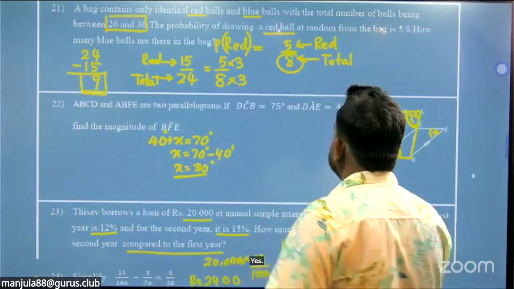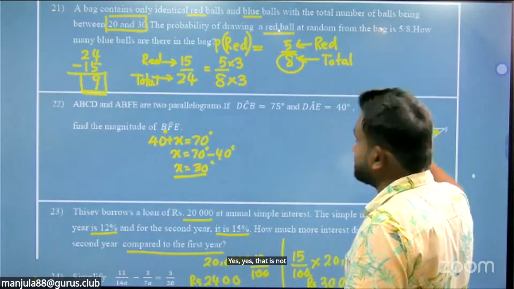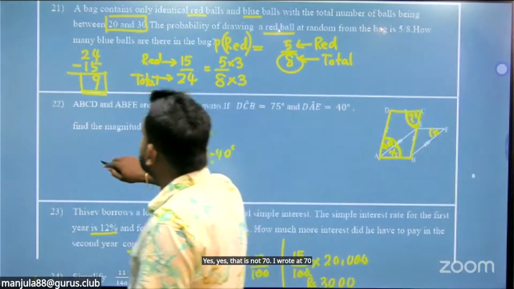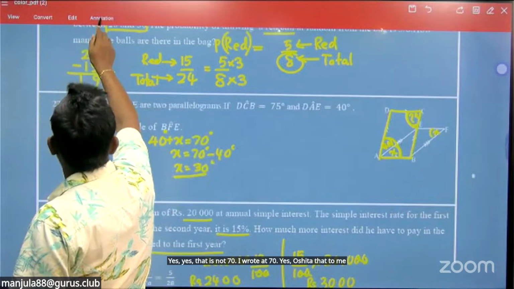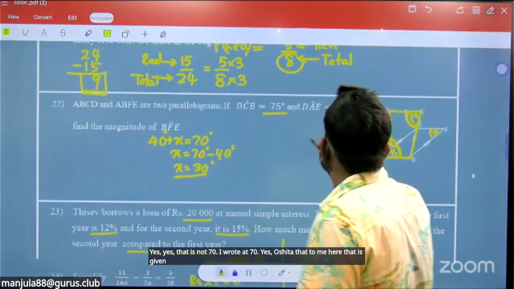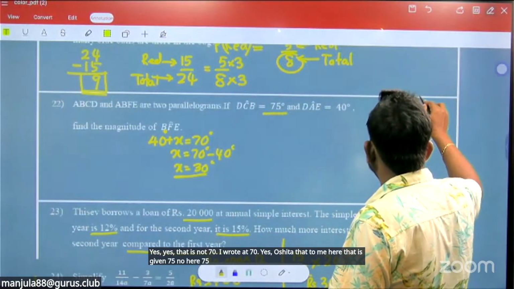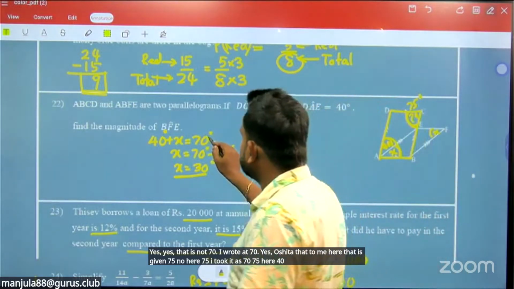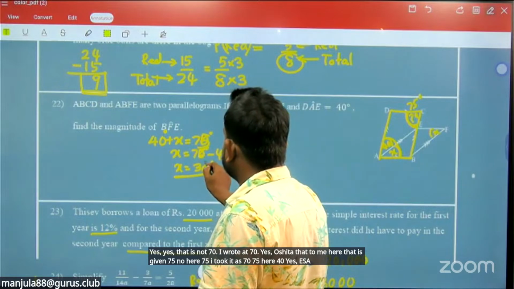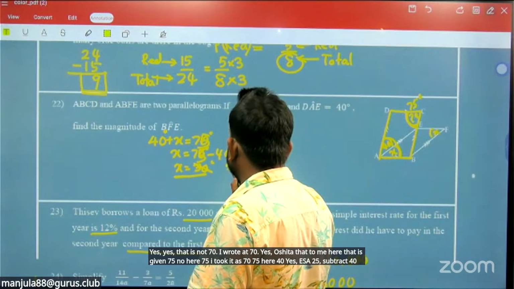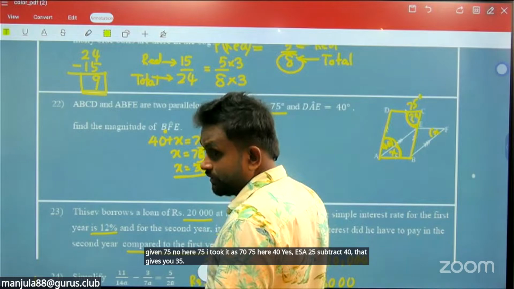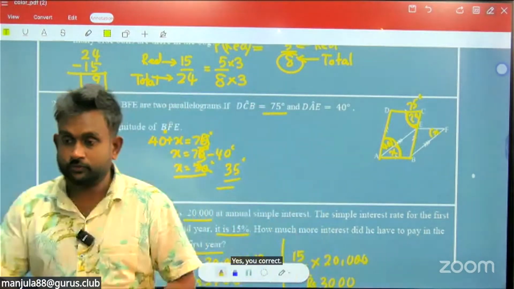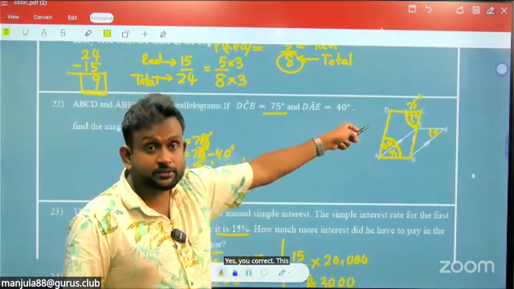Yes. That is not 70. I wrote it as 70. Yes, that is given as 75, no? Here 75, I took it as 70. 75, here 40. Yes, here 75. Subtract 40, that gives you 35. Yes, you are correct. Because the question says 35, I marked 30.